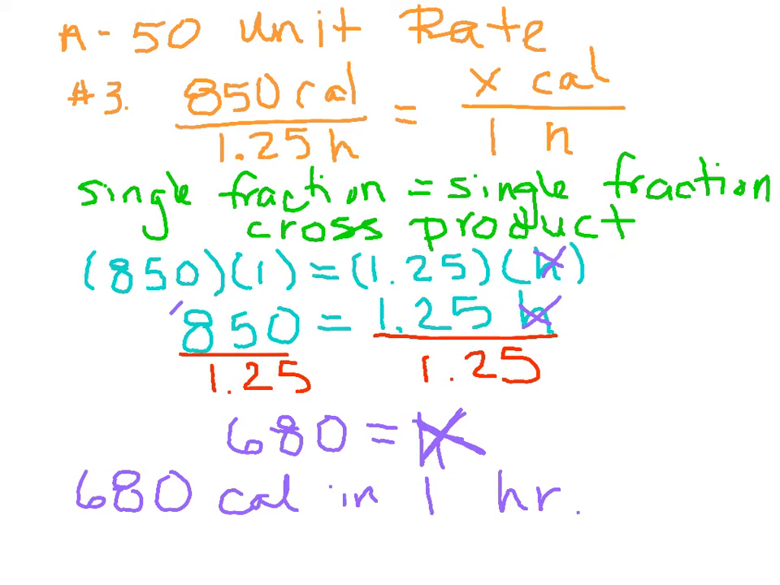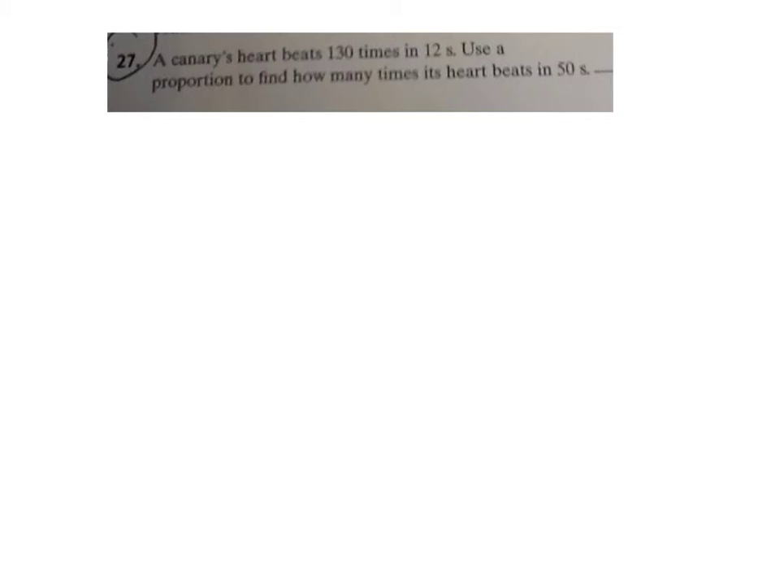Now I'll do the next problem. All right, this is 27. A canary's heart beats 130 times in 12 seconds. Use a proportion to find how many times its heart beats in 50 seconds. So I'm going to start with my units. I'm looking at how many times the heart beats in a second. So that's what my unit shall be. Let's go ahead and do that.